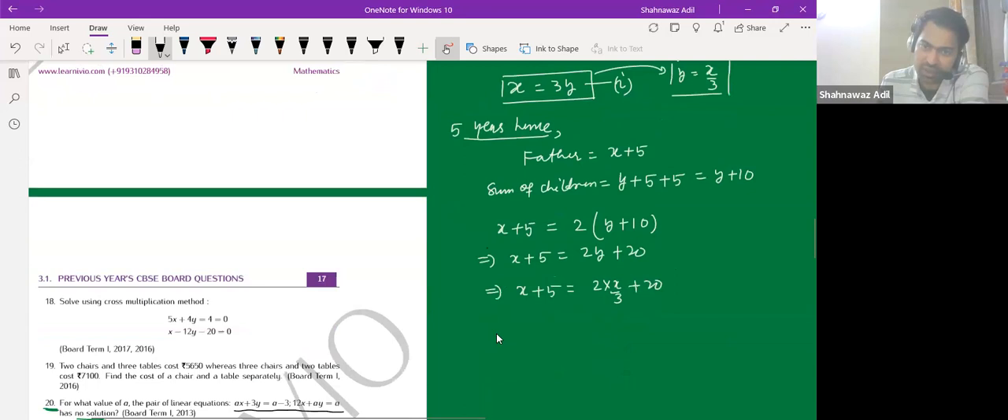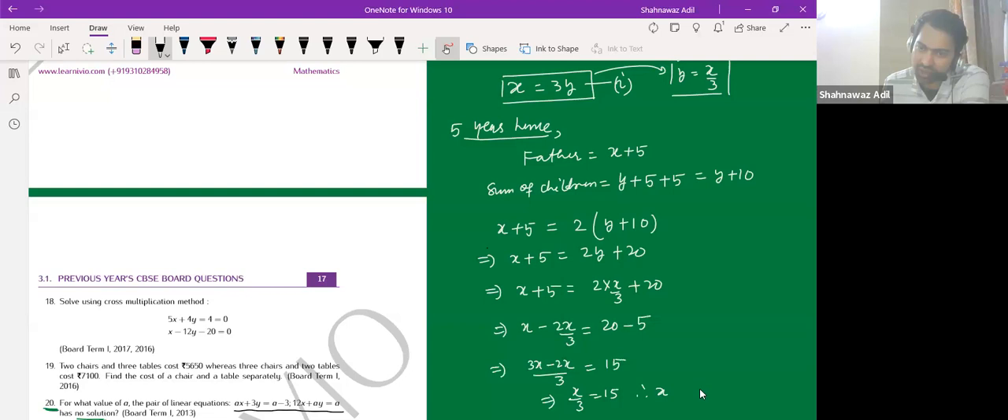So this is x minus 2x by 3, and this is 20 minus 5. So this is x minus 2x by 3, and this is 15. So x by 3 is 15. So x is 45. So this was the question. Is that clear, Amira and Amar?